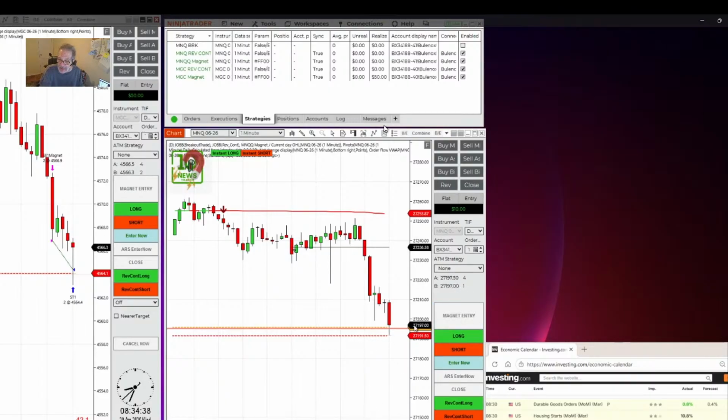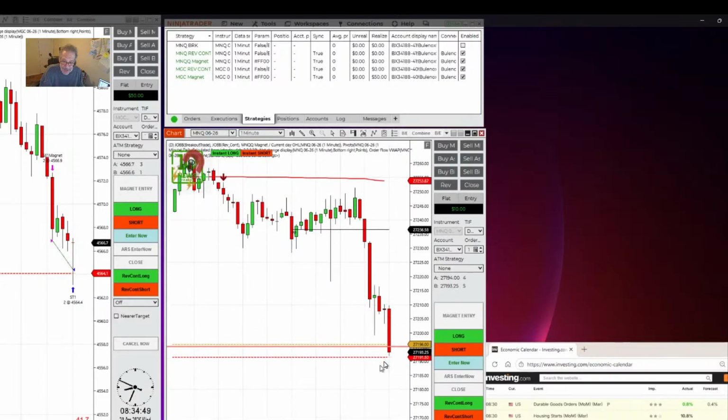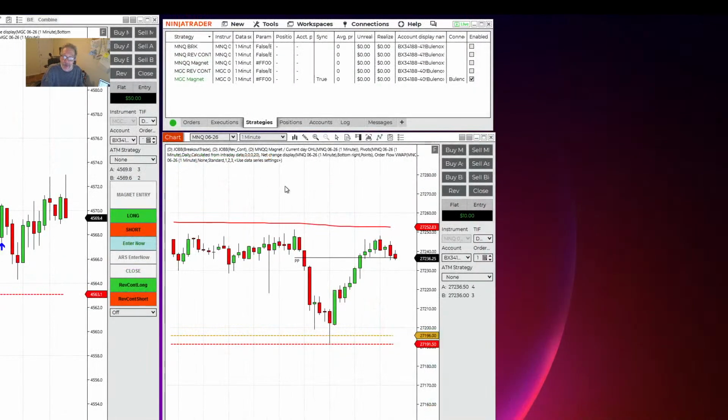Then I'm not going to press the button and enter because the possibility of a reversal is much greater once it tests the magnet. Doesn't mean it's going to reverse immediately. Many times a new low will get created over and over. You might get 10 new lows in a row before you reverse. It's possible. In fact, it's interesting this morning.